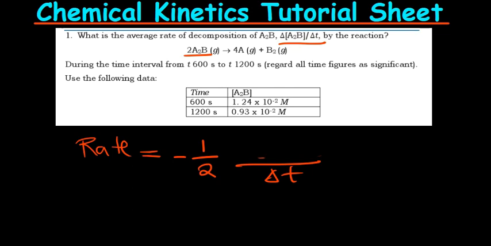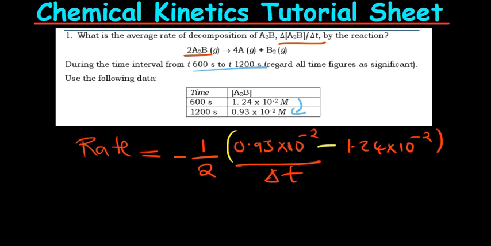So for the change in concentration on top, what do we have? Since we are trying to focus between 600 seconds and 1200, the final concentration was 0.93 times 10 to the power negative 2. That was our final, and then minus the initial, which was 1.24 times 10 to the power negative 2. Divided by the change in time, right? So for the change in time, that was from 600 seconds to 1200. So we have 1200 minus 600 seconds.